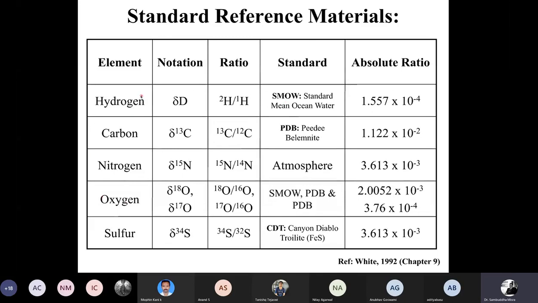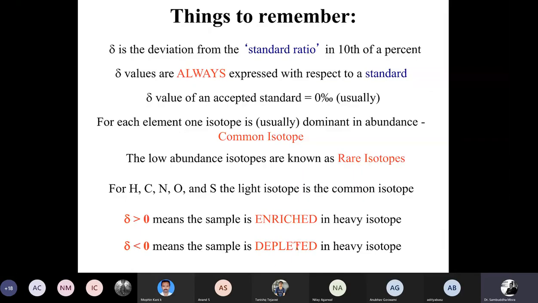So for oxygen and hydrogen, we can use the standard mean ocean water as our standard. Then comes carbon, for which we use a belemnite. This is essentially a biological precipitate of calcium carbonate, which is very pure. Nitrogen, the atmosphere. And for sulfur, we use a particular meteorite known as Canyon Diablo troilite. Okay, and that is how we deal with it.